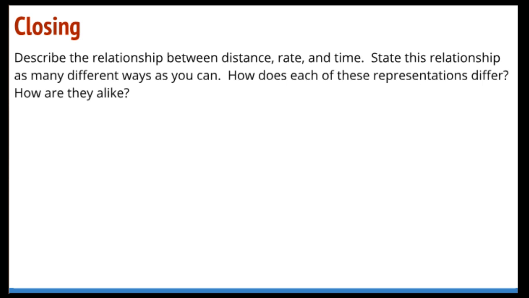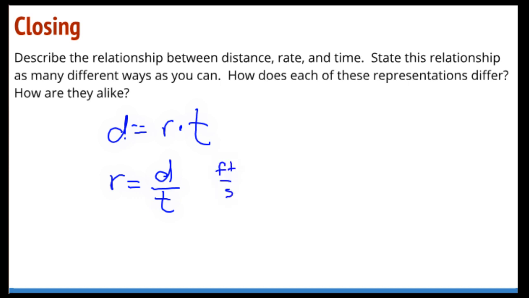All right, so the relationship between distance, rate, and time. And state the relationship as many ways as you possibly can. So we're trying to really understand what's going on here. And so I know that distance is equal to the rate multiplied by the time. That's the one that they gave us. But then I also know that the rate is equal to the distance divided by the time, miles per hour, or feet per second.